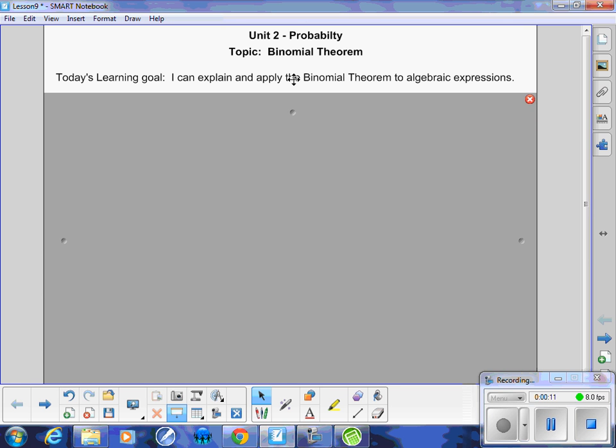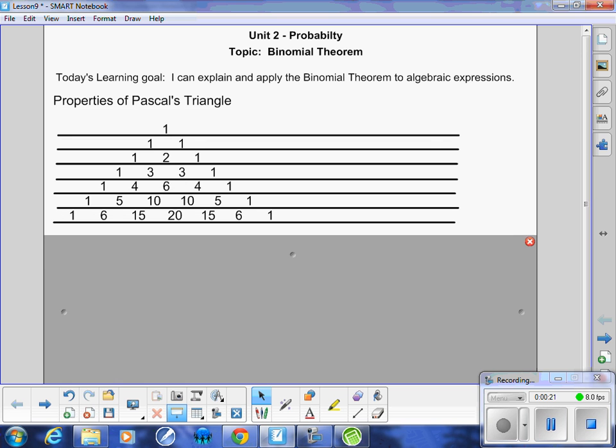So, what is your goal today? I want you to be able to explain and apply the binomial theorem to algebraic expressions. So I'm going to show you a neat little shortcut to help with some expansions.